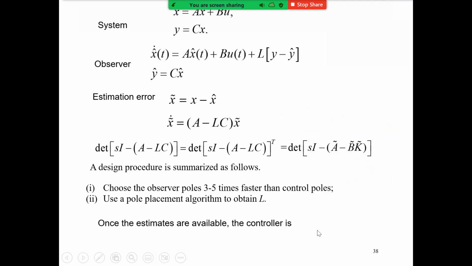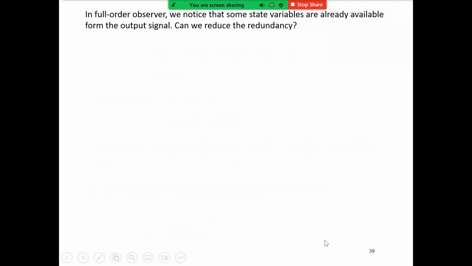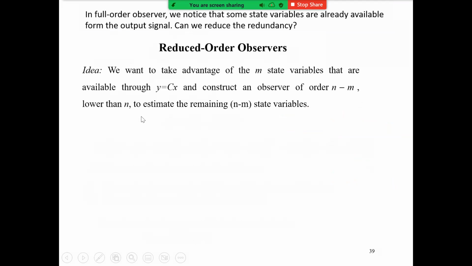So once the estimate is available, you know how to estimate the X hat, then this will be your final controller. You use the estimated state. And then we also introduce the reduced order observer, because we know that, let's say, I already know M outputs that correspond to M state variables. So we don't have to estimate them again. We just need to estimate the rest of the state variables, which are the N minus M state variables we try to estimate.